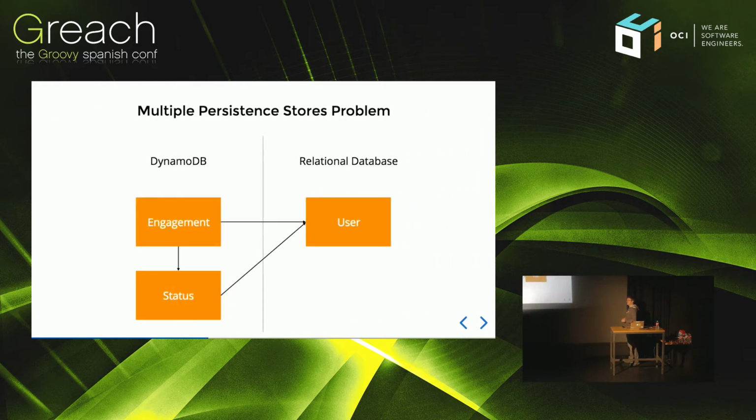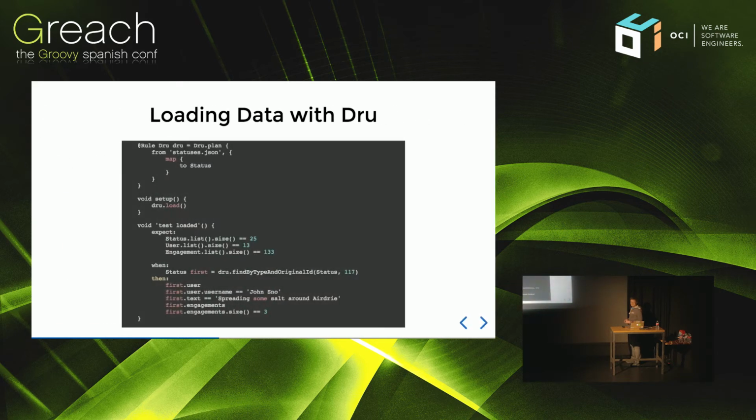Another example, which is actually the problem in our application, is that your data can span multiple persistence stores. So some of the data could be in the relational database, some of it could be in DynamoDB. And then you still need to keep the original IDs. And this is where Drew comes into the show.